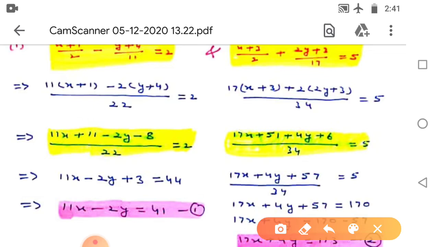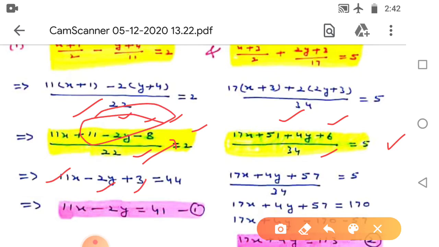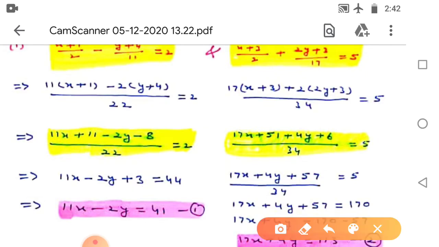Clear? So finally we get (11x plus 11 minus 2y minus 8) upon 22 is equal to 2, and (17x plus 51 plus 4y plus 6) upon 34 is equal to 5. Now by cross multiplying, we get 11x minus 2y plus 3, since 11 minus 8 is 3. So 11x minus 2y plus 3 is equal to 44, and finally equation 1 is 11x minus 2y is equal to 41.